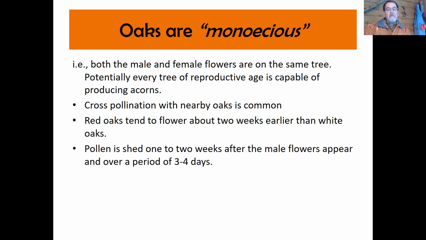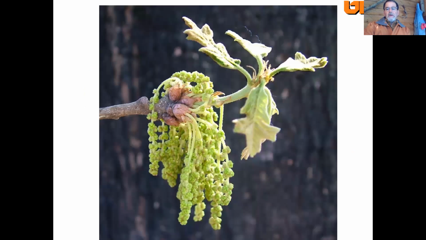Red oaks tend to flower about 2 weeks earlier than white oaks do. And what you'll notice too is that pollen is shed 1 to 2 weeks after the male flowers appear and over a period of 3 or 4 days. Of course, we notice this in the spring when the yellow pollen covers so many of our vehicles and outdoor furniture and so forth. Here's an example of both male and female flowers on a southern red oak.